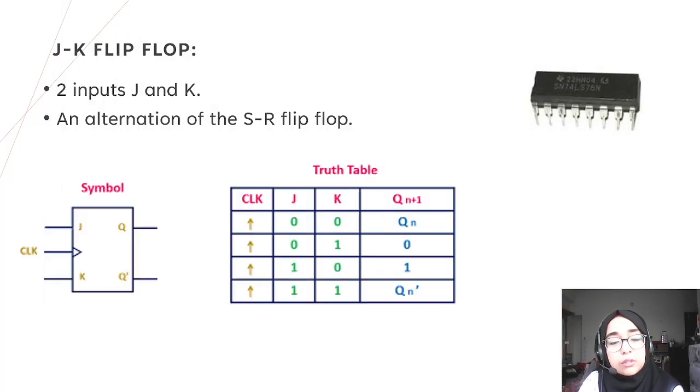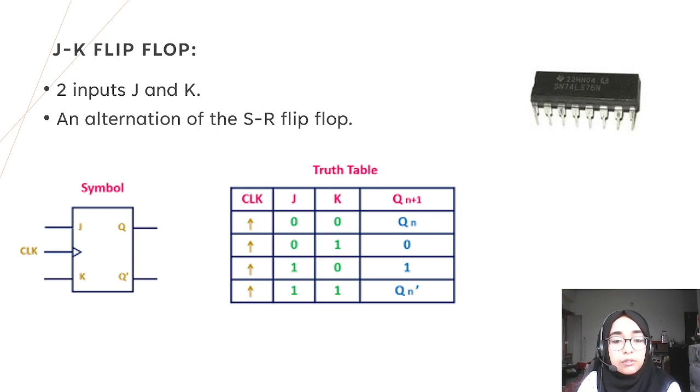So let's talk about JK flip-flop. JK flip-flop has two inputs, J and K. It is an alteration of the SR flip-flop. Here are the IC diagram of JK flip-flop and the symbol of JK flip-flop.